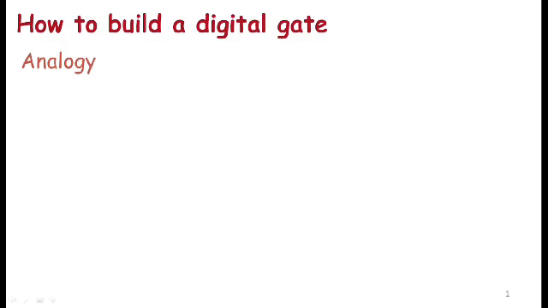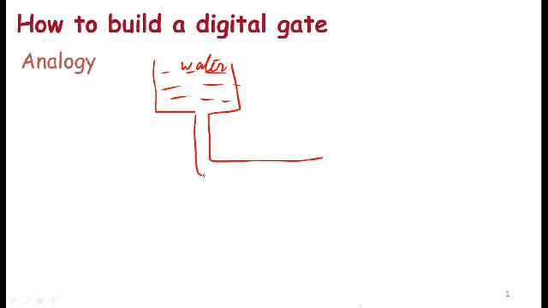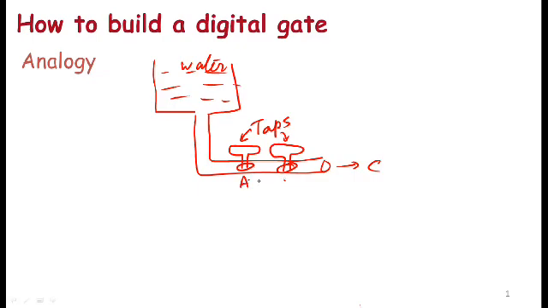So let us say I have the following system. I have a reservoir of water, and I'm going to connect it through a pipe to some output C. In the pipe, think of them as taps or faucets. So I have two controls here, taps that are in series with each other. Let's take a look at what happens. Let me call them A and B.